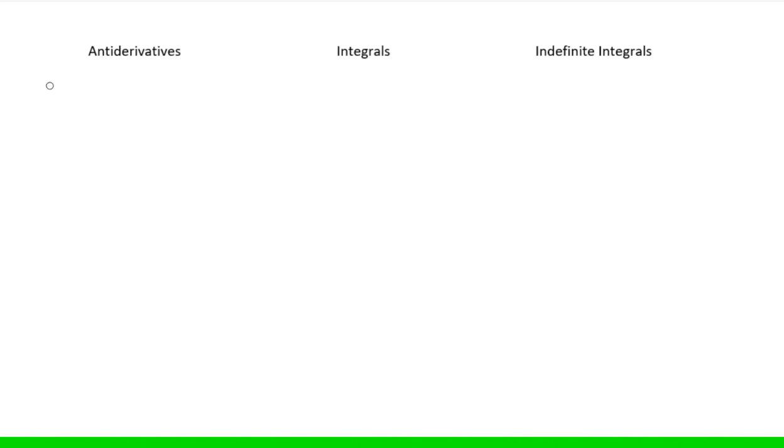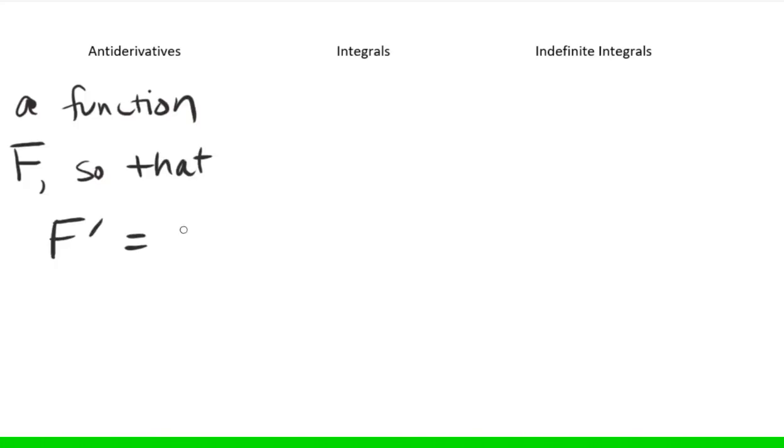So an antiderivative is just one particular function. It is a function, capital F, whose derivative gives us the function little f that we wanted. So it's a function capital F so that F prime equals the function that we're interested in.